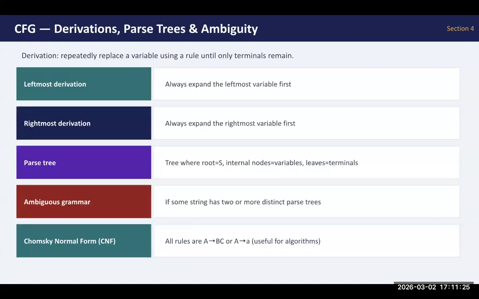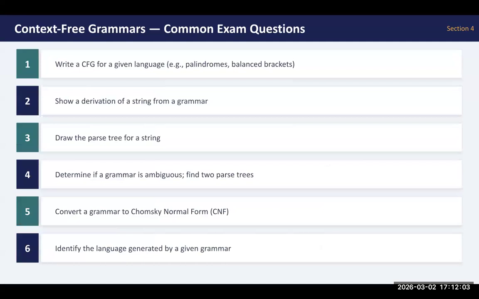Derivation trees will be very important. So keep in mind that when you have leftmost derivation, always expand with the leftmost variable. When you have rightmost derivation, always expand with the rightmost variable. When you have a parse tree, your root is equal to S, your internal nodes are variables, and your leaves are terminals. Ambiguous grammar means if some string has two or more distinct parse trees, and then you have your Chomsky normal form, where all rules are A to BC or A to a, which is useful for algorithms.